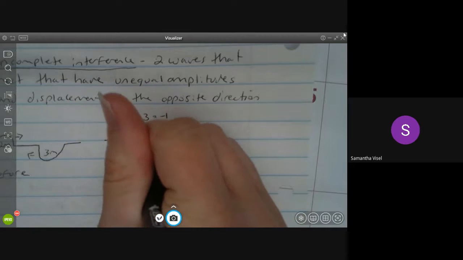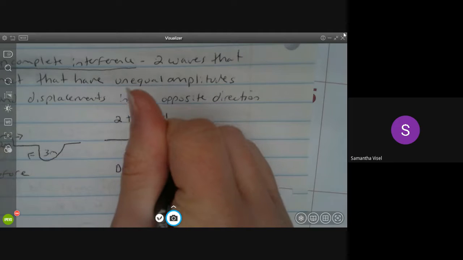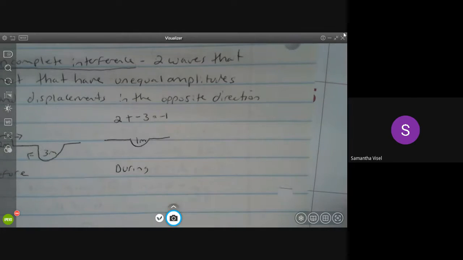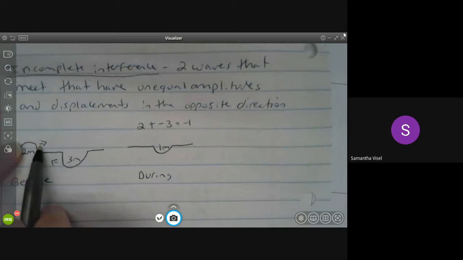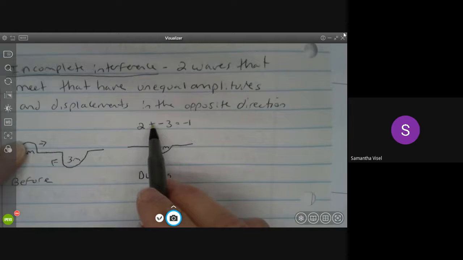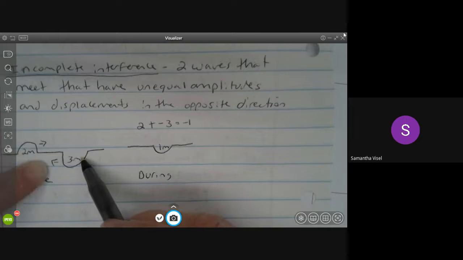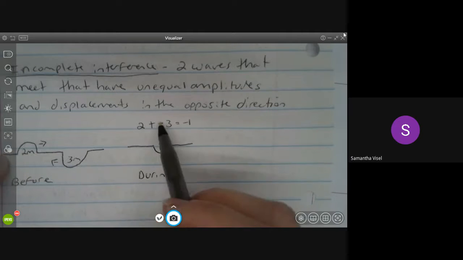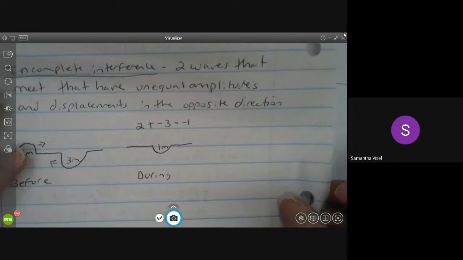So when they meet up, they're going to cancel out, except for that one little bit that'll be my trough at the end here. If the crest was higher, so the crest was 3 meters and this was the trough, then I would have 3 plus a negative 2, and that would leave me with a positive 1 left over. So that would leave me with a crest during the meet. So whichever side is larger is where the resultant will be, and you'll still end up subtracting in the end because you have them in opposite directions.